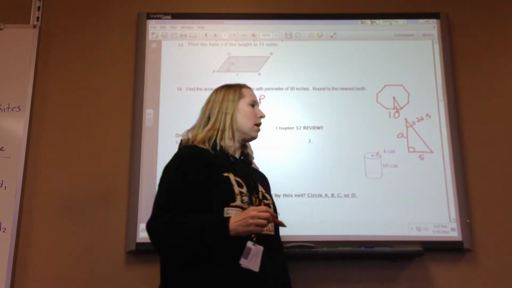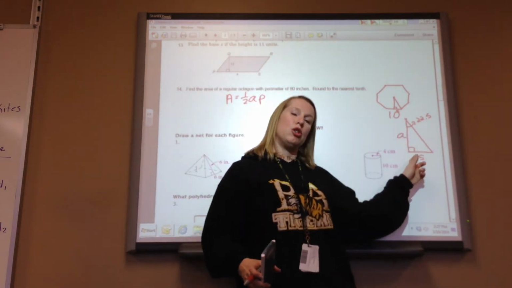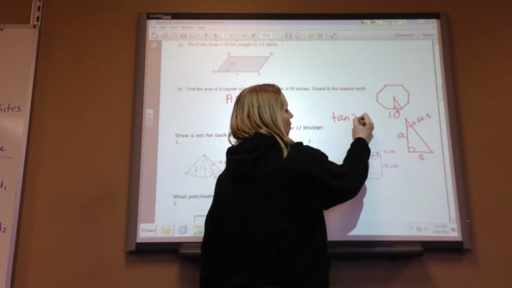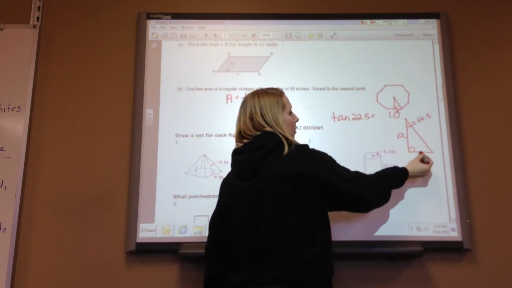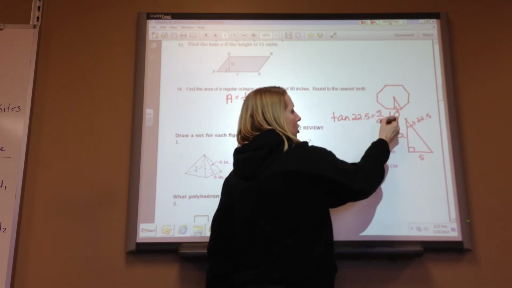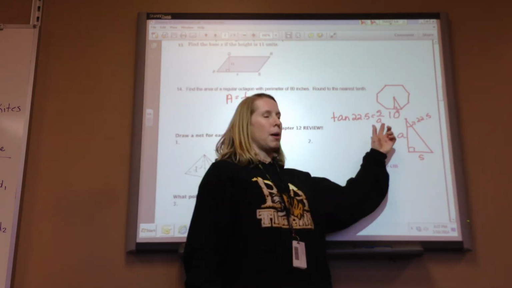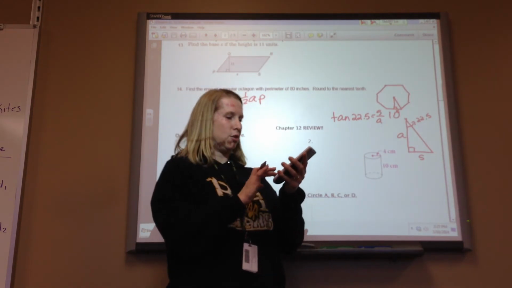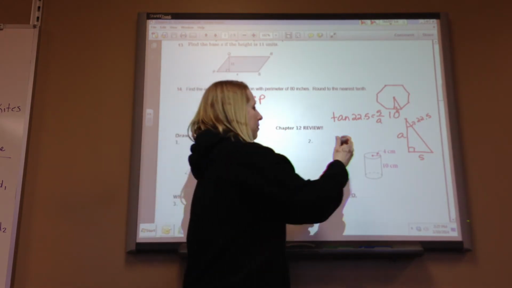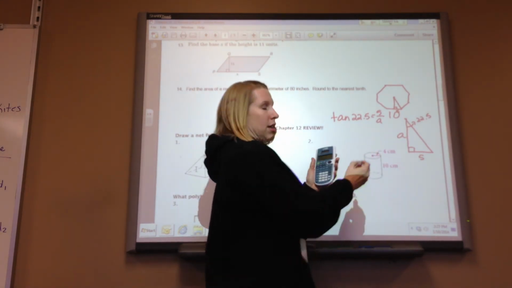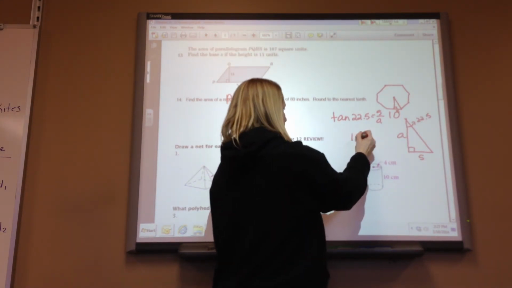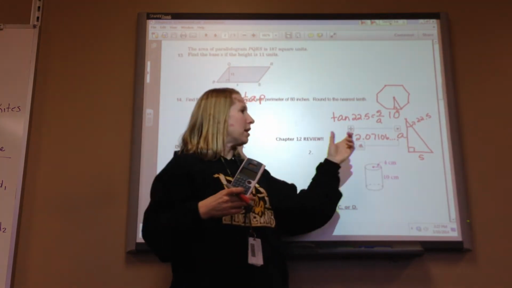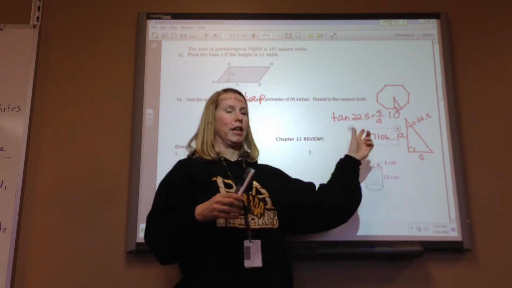Okay. So there's no hypotenuse, so we use tan. So tan 22.5 equals opposite 5 over adjacent A. The variable's on bottom, so you need to divide. 5 divided by tan 22.5. I got the apothem in my calculator. It says 12.07106 and so on. Keep that number in your calculator. You want to keep it in there.